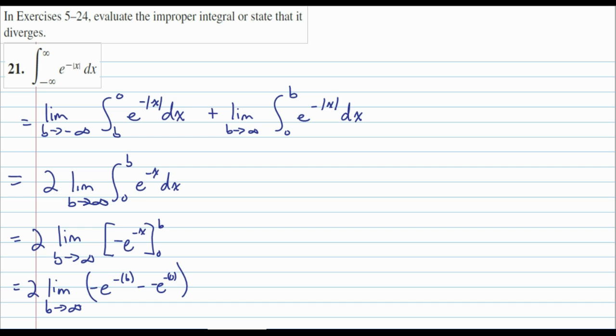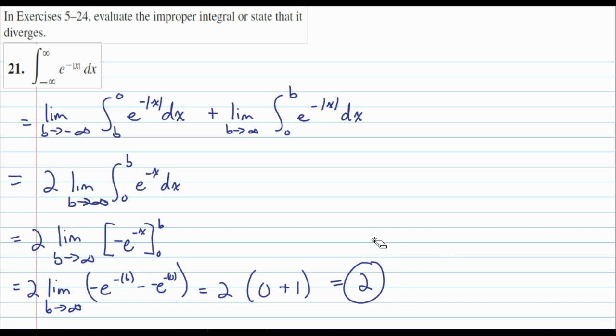Fundamental theorem part 2, plug in b and then subtract plugging in 0. Simplify. So now I have 2 times. Now as b approaches infinity, this e to the negative infinity will drop down to the denominator, so that becomes 0. But then e to the 0 is 1. And then that simplifies to be 2.